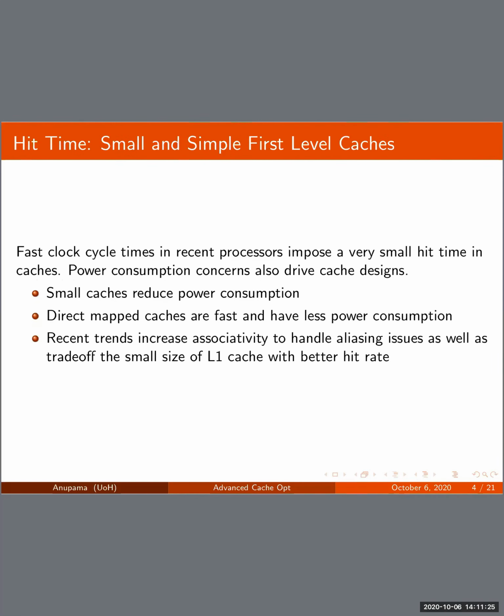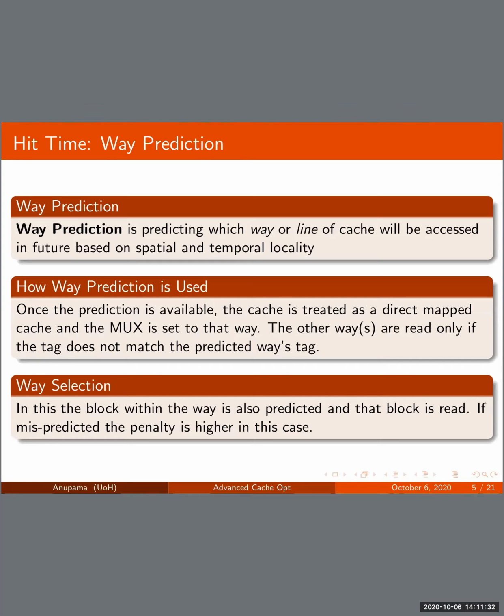So last time we looked at these two, that you reduce the hit time by using small and simple first level caches and way prediction, right? And I think the way prediction is very nicely explained in that video.